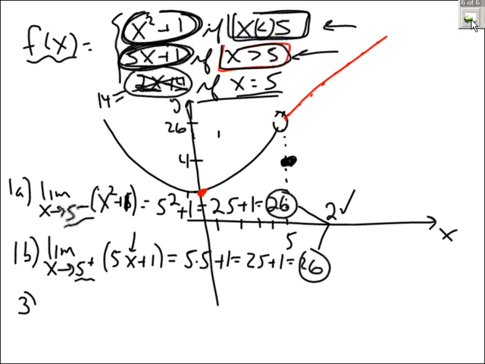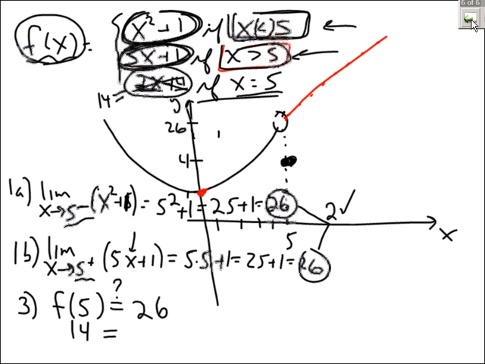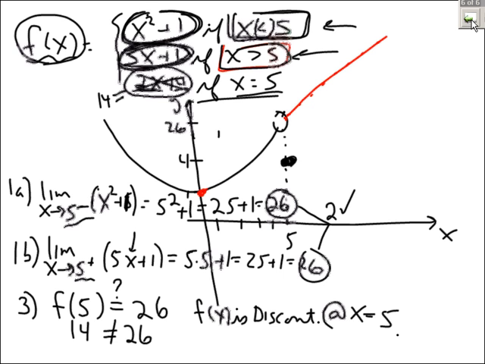Now, number 3: I'm looking at the name of the function this time. Is f of 5 equal to the common limit, which was 26? Well, f of 5 is 14. 14 does not equal 26. So, we say for our final answer, f of x is discontinuous at x equals 5. So that's a case where number 3 cannot be satisfied.